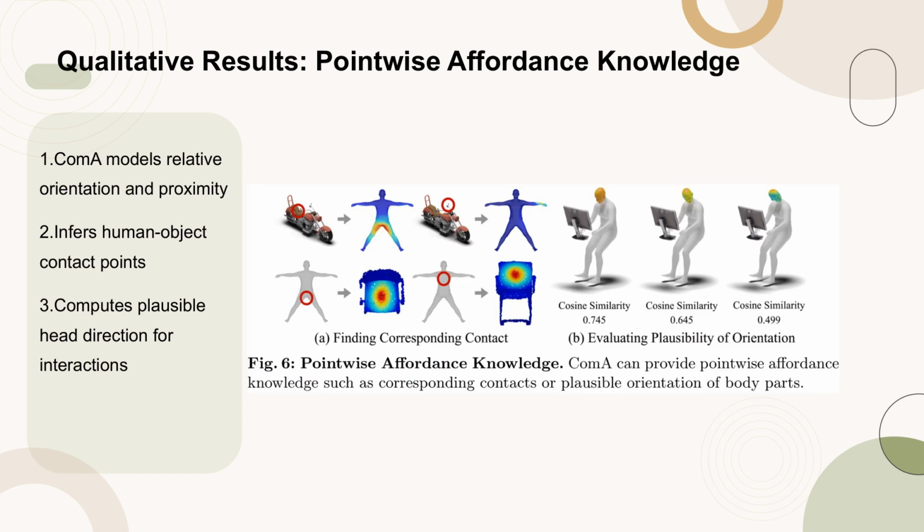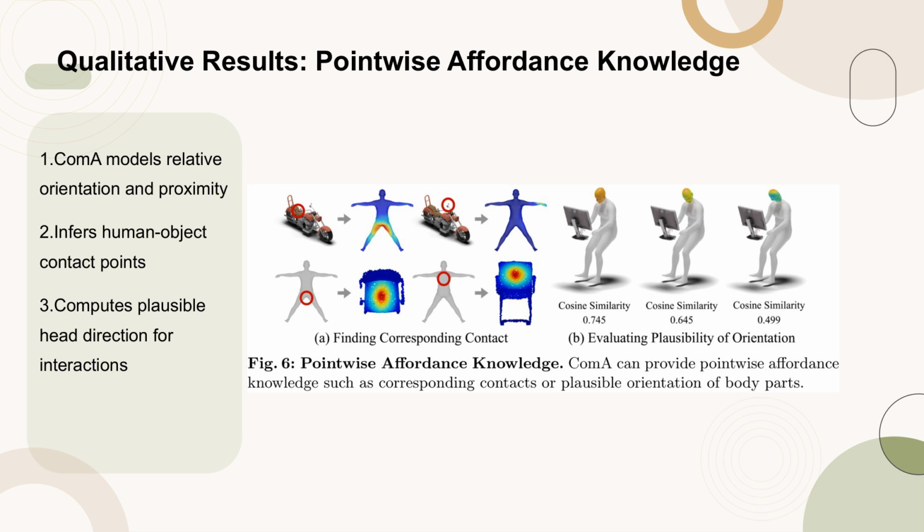Figure 6 illustrates the concept of pointwise affordance knowledge as provided by ComA. This model differs from previous studies by focusing on the distribution of relative orientation and proximity for all human-object vertex pairs. This allows ComA to offer detailed insights into how specific body parts interact with objects.